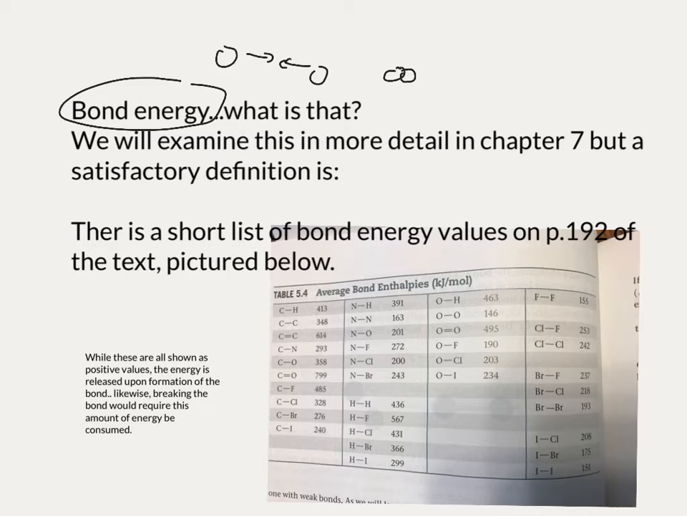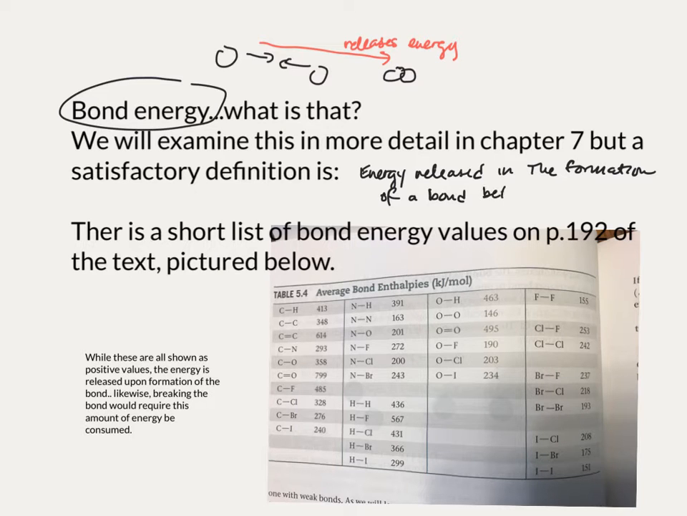The process of going from far apart to stably connected releases energy. Perhaps in the form of heat, perhaps in the form of light, kind of depends, but energy is released. So bond energy, by definition, is the energy released in the formation of a bond between atoms, between two atoms.